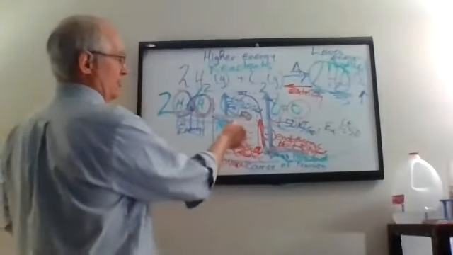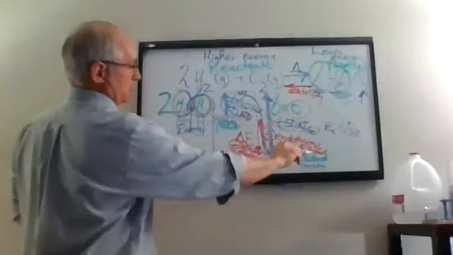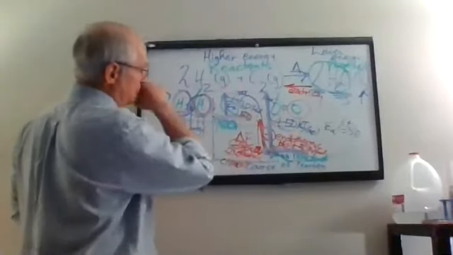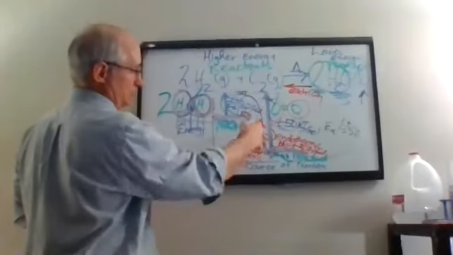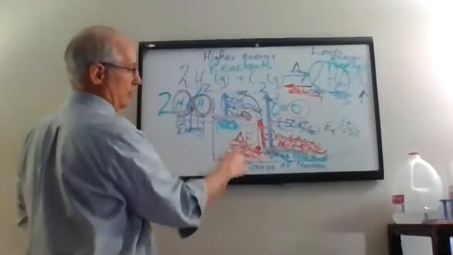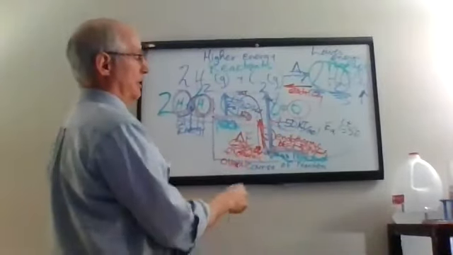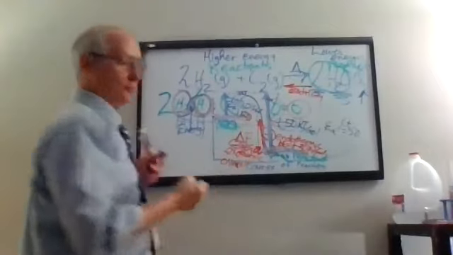The overall reaction can either be negative or positive. Because you're either going downhill, see, the arrow going down, overall energy change, delta energy change, or you're going uphill.